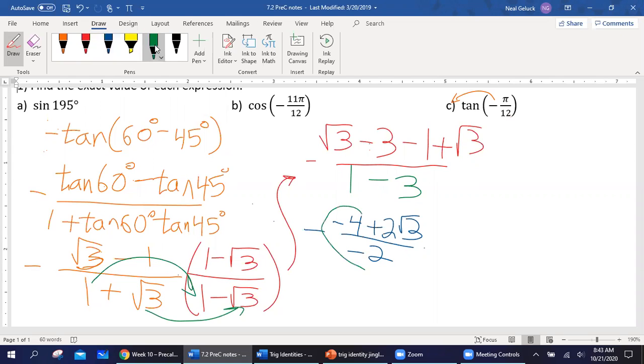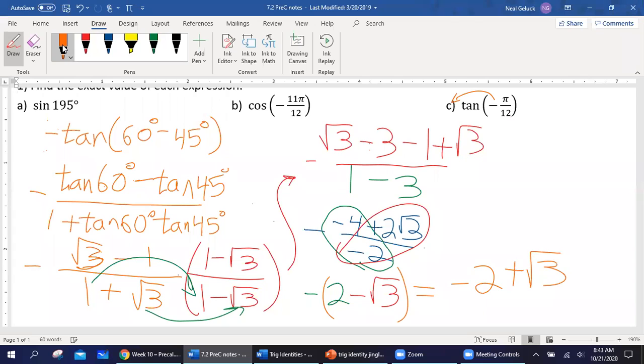I can reduce this. Still got the negative out in front. Reduce this to minus root 3. Now remember that negative was out in front of all of that. And so the final answer, negative 2 plus root 3. So the algebra part of that definitely took some more work. But the big concept is applying the identity. Again, we don't just distribute tangent through. You cannot do that.